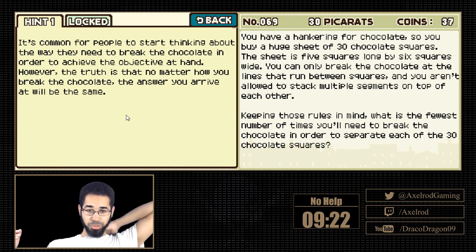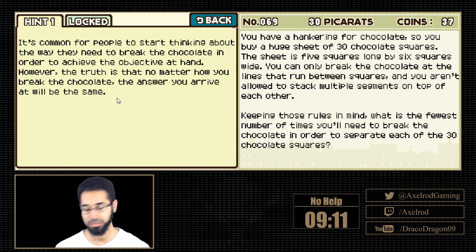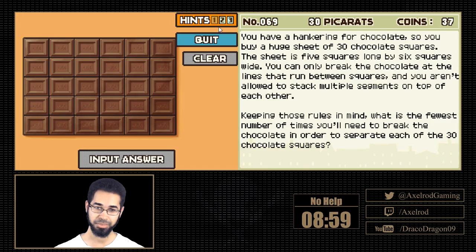Keeping those rules in mind, what is the fewest number of times you'll need to break the chocolate in order to separate each of the 30 chocolate squares? You only break the chocolate at the lines that run between the squares, and you aren't allowed to stack multiple segments on top of each other.